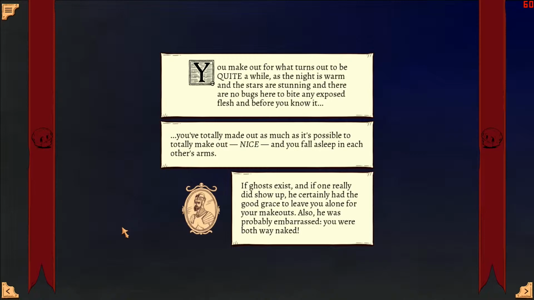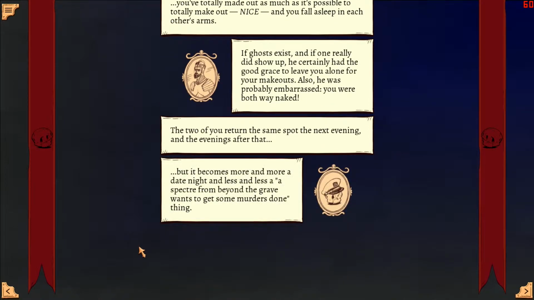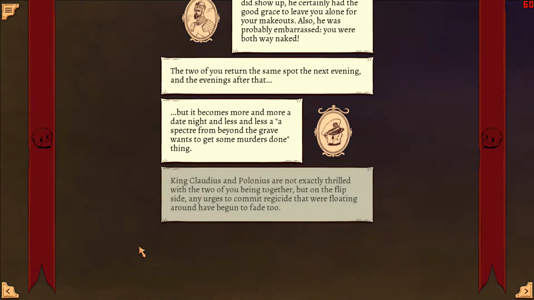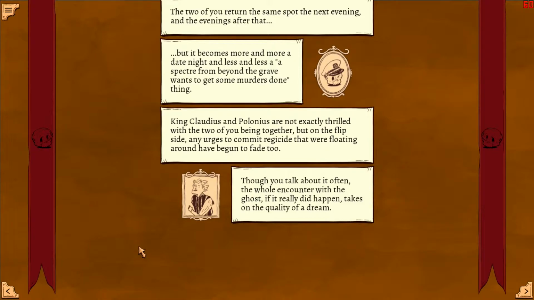If ghosts exist, and if one really did show up, he certainly had the good grace to leave you alone for your makeouts. Also, he was probably embarrassed. You were both way naked. The two of you return to the same spot the next evening, and the evenings after that. But it becomes more and more a date night, and less a specter from beyond the grave wants to get some murders done thing. King Claudius and Polonius are not exactly thrilled with the two of you being together, but on the flip side, any urges to commit regicide that were floating around have begun to fade too.